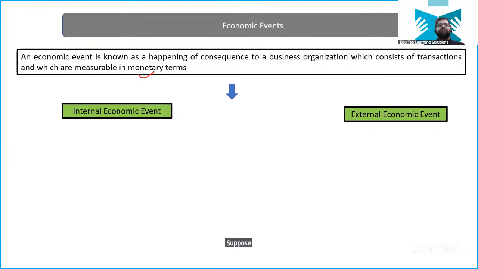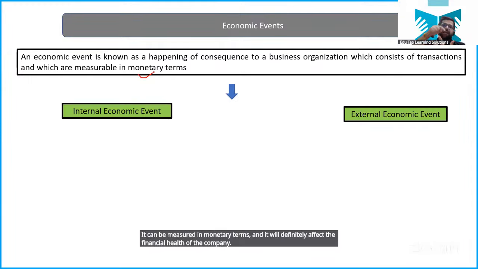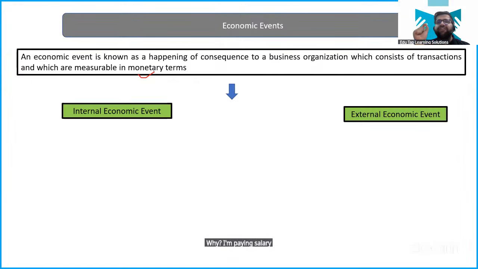Suppose I pay salaries to my employees. Employees are in the company, right? They will fall in the boundary of the company. And if I'm paying salary to them, then definitely it's an economic event. It can be measured in monetary terms and it will definitely affect the financial health of the company. Why? I'm paying salary, so salary will have some value, isn't it? And if I pay a salary, that is an expense for me. Why? Because money is flowing outside, right? From my perspective, if I am a business, money is flowing outside.